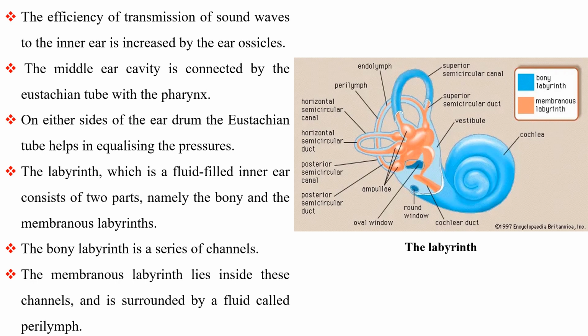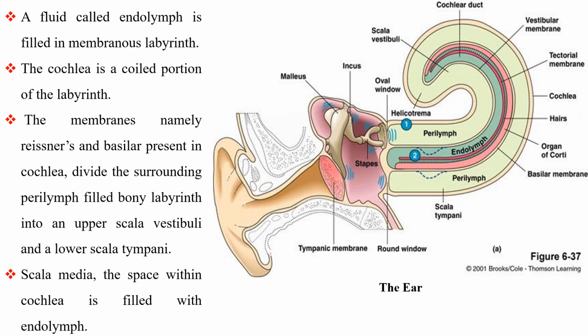The membranous labyrinth lies inside these channels and is surrounded by a fluid called perilymph. A fluid called endolymph is filled in membranous labyrinth. The cochlea is a coiled portion of the labyrinth.